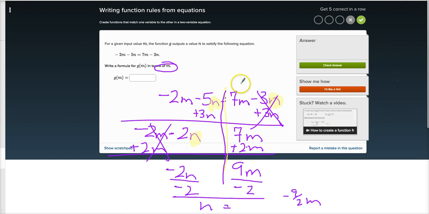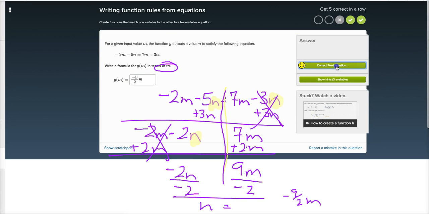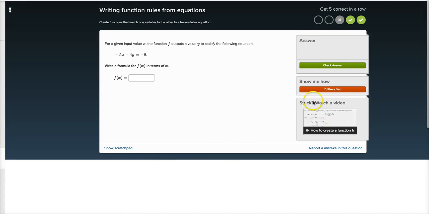So let's go over here. Negative 9 over 2 times m. And there you go. So that's really all you're doing. Pick the variable that they don't want to know about, highlight it, and then just move the equation around until you get it all by itself, and then you just type it in. It's not the easiest thing in the world to do.